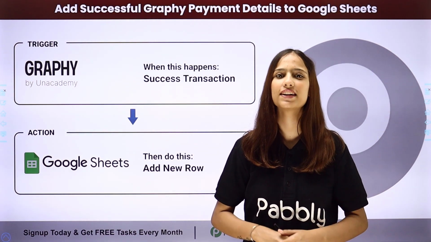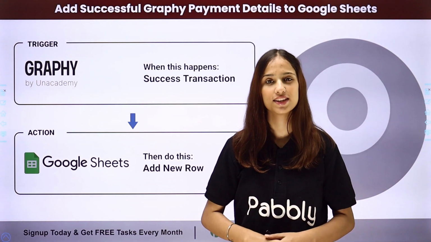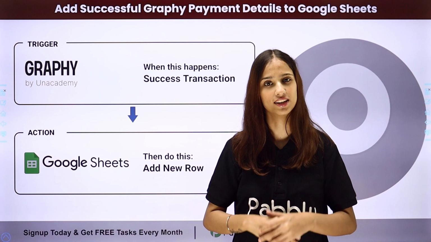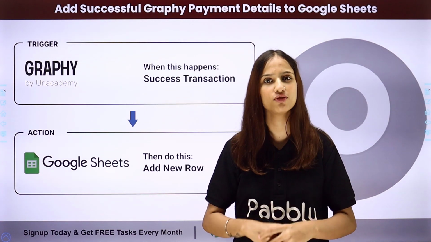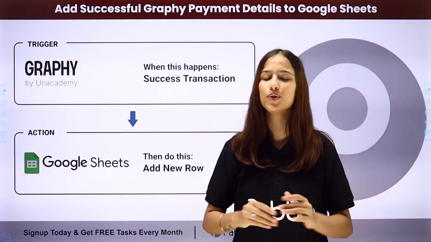So in today's video, we will understand how to add successful Graphy payment details to Google Sheets. Here, let's assume that you have created some courses on Graphy. Now your objective is that whenever somebody makes a successful payment for your course, you want to add the payment details in your Google Sheets.